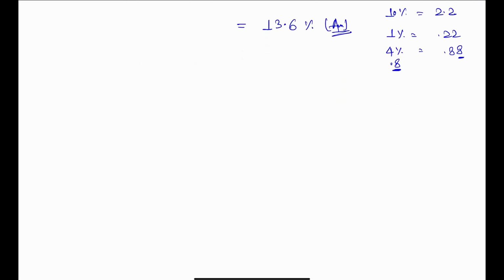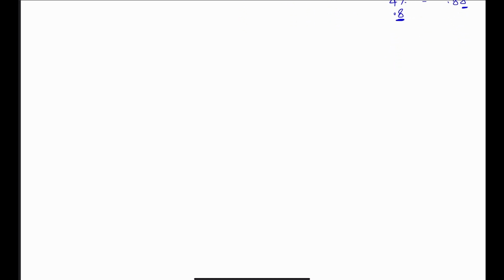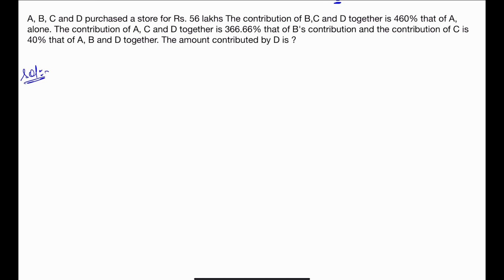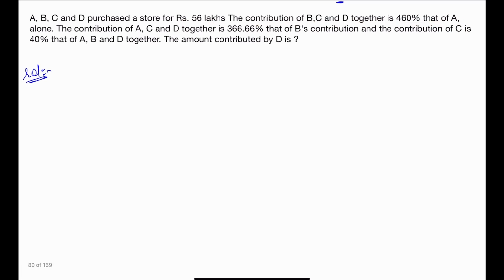So the last question is this one. A, B, C, D purchase a store for 56 lakhs. Contribution of B, C, D together is 460% of A alone. Contribution of A, C, D together is 366.66% of B's contribution. Contribution of C is 40% of that of A, B, D together. Find the amount of contribution made by D.